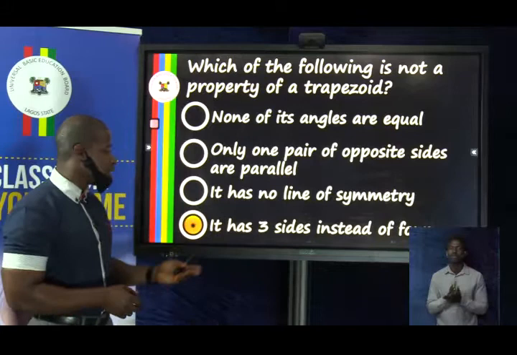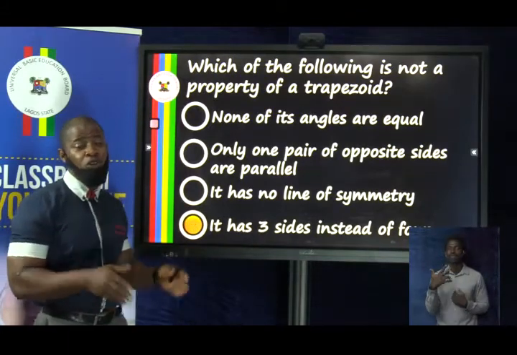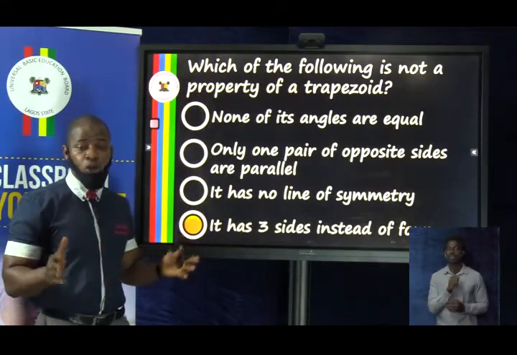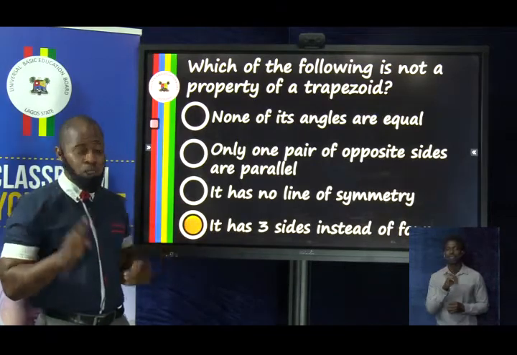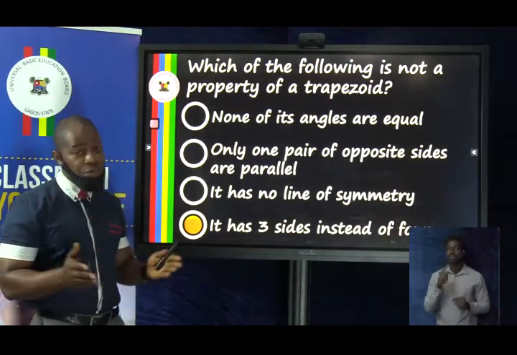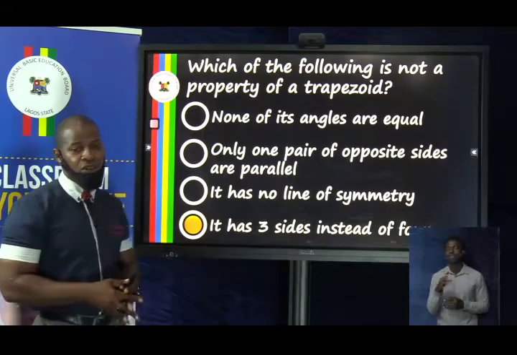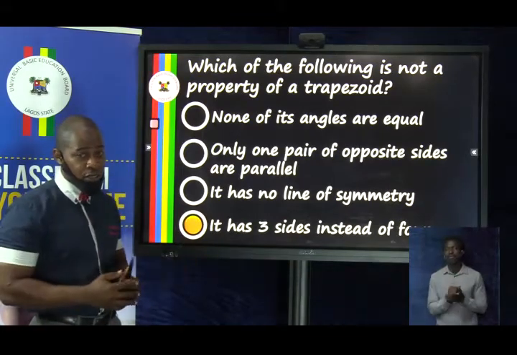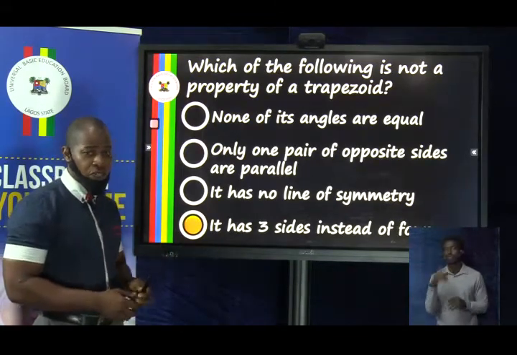The correct option will be it has three sides instead of four. This is because a trapezoid is also a quadrilateral, and that means it has four sides. It cannot have three sides. So this is the wrong one. Did you get that correctly? Good job. Are you ready for the next one?